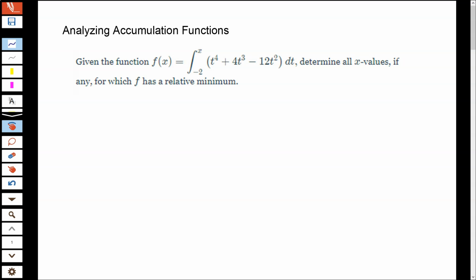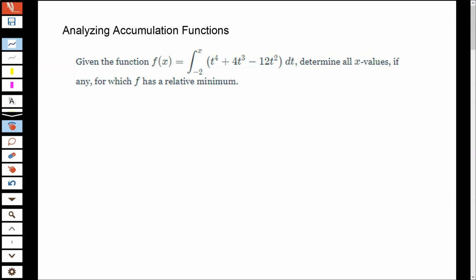In this lesson, we're going to do a little bit of analysis of these accumulation functions based on what we already know and based on our function analysis work from our derivatives unit. Okay, so this is an example of the type of problem we're going to see here. Given the function f, where f is the integral from -2 to x of this polynomial function of t, determine all x values for which f has a relative minimum.